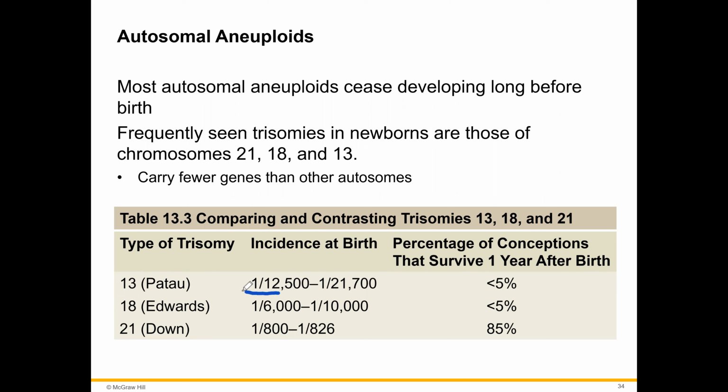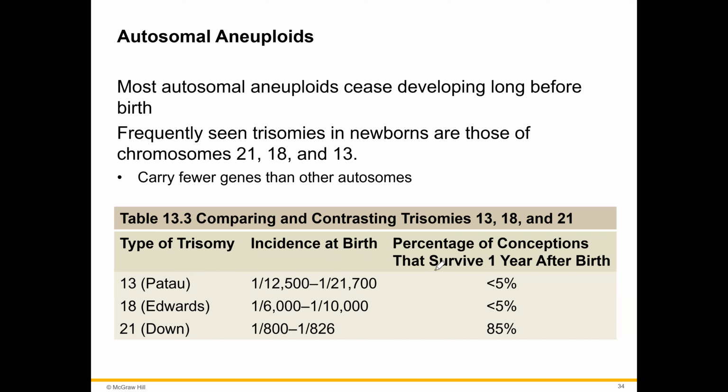It's pretty rare. It's 1 in 12,500 or 21,000. So it's a pretty rare condition. Well, we don't know how often this really happened, because if it resulted in abortion, for example, in the first 3 weeks, the mother might not even know that she was pregnant. But we're talking about babies who are born, right? So that's babies who are born with extra chromosome 13.